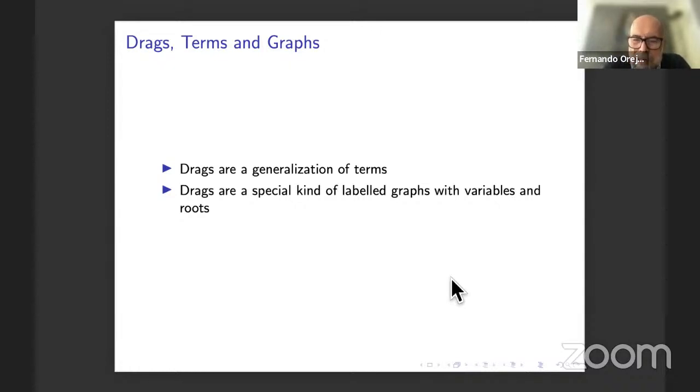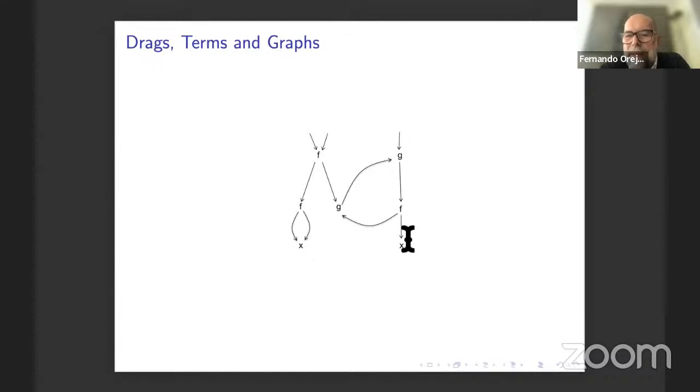To have an idea of how they look, this could be a drag. So you have here two function symbols, which are f and g, some connections between them, and then we have some variables, in this case, just one variable, which is repeated in two different places. For some terminology, these arrows without origin are roots. The nodes in which we have variables are called sprouts, and the other vertices or nodes are called internal vertices.